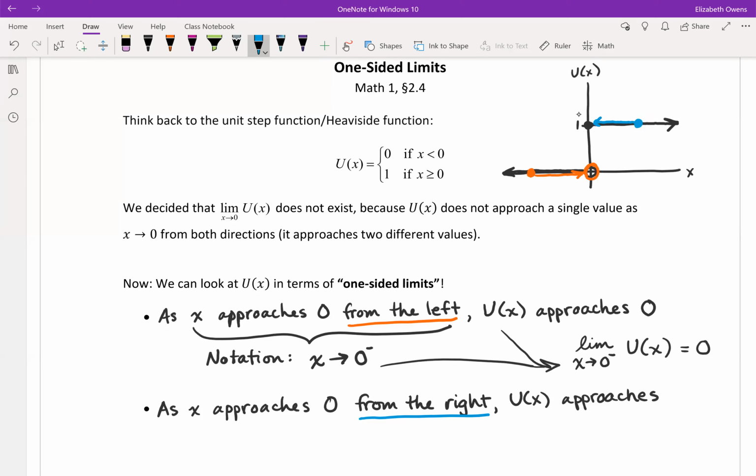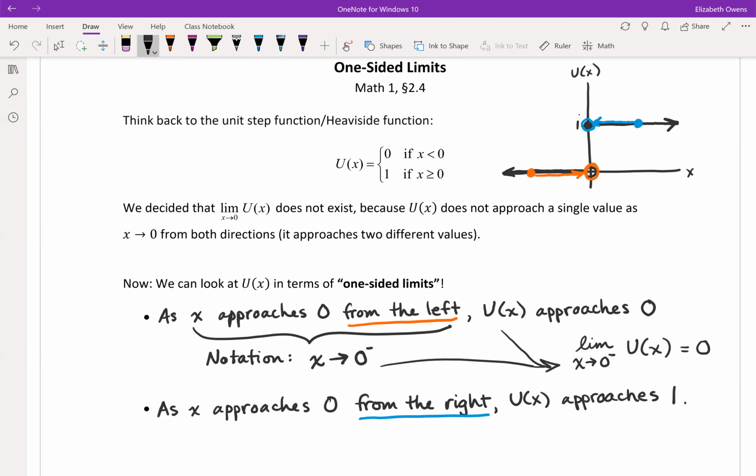And we look at the y value that we're approaching in doing that. And it looks like we are approaching this y value of 1. So that is going to be our limit from this side. Again, we don't know what this other half of the function is doing. We are just approaching from the right only in that case. So down here, as x approaches 0 from the right, u of x approaches 1.